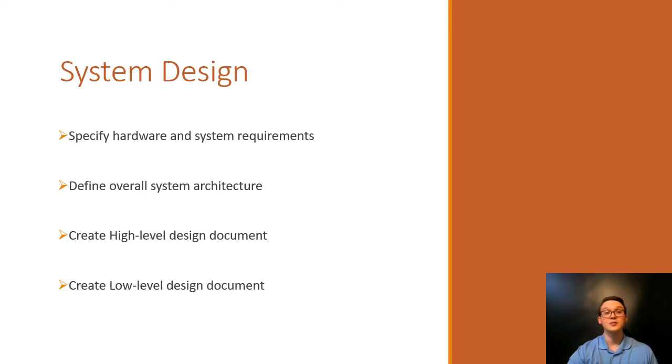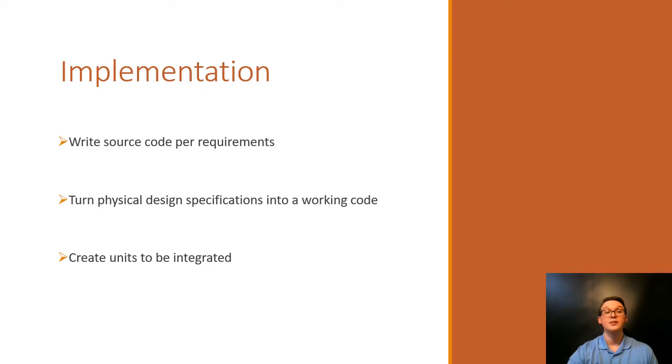System design is when you'll specify hardware and system requirements. This includes defining your overall system architecture and creating both a high-level and low-level design document. During the implementation phase, source code will be written per requirements. Systems are developed in small programs called units before integration.